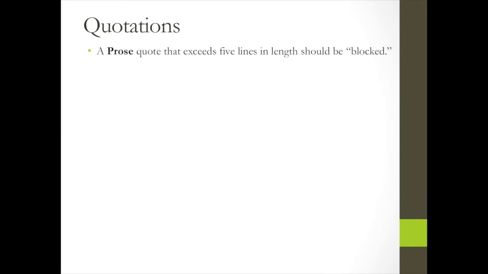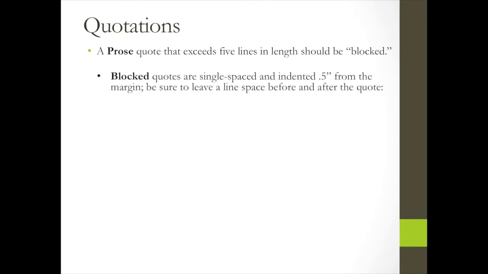Okay, turning now to quotations in Chicago style formatting. A prose quote that exceeds 5 lines in length should be blocked. I'm going to talk specifically about blocked quotes. Quotes that are less than 5 lines in length occur within quotation marks, just in line with the rest of the body of the paragraph. Block quotes, however, are single-spaced and indented an additional 0.5 inches from the margin. Also, be sure to leave a line space both before and after the quote.